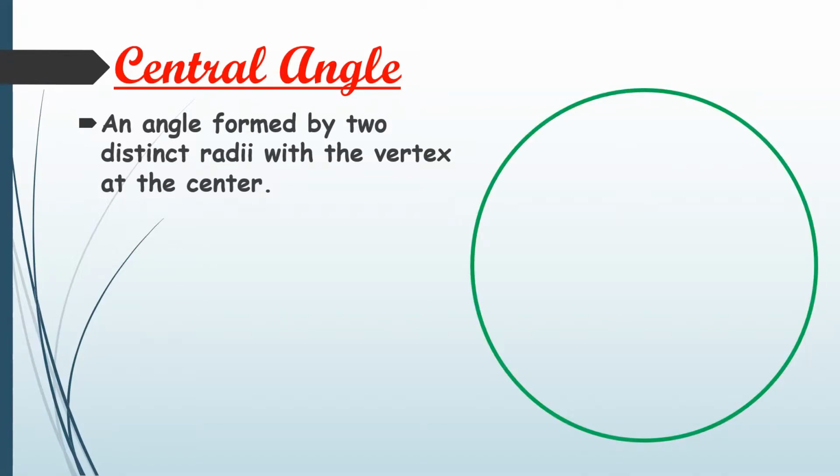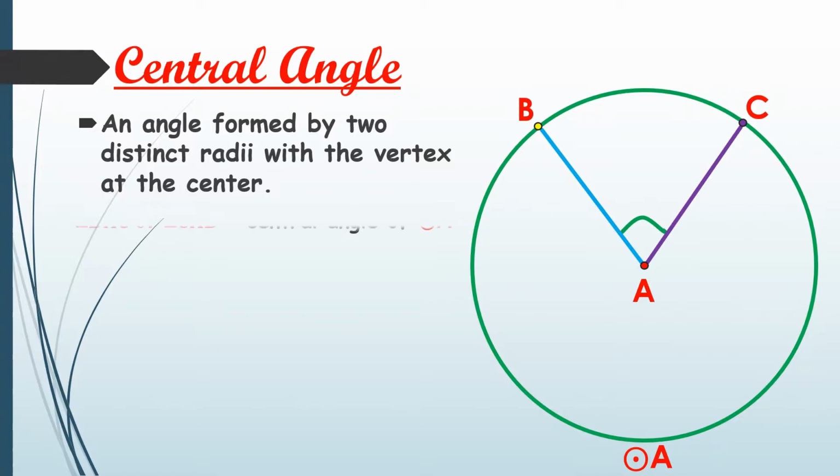So if you have circle with center A, so this is circle A, and you have a point on the circle, so let's have point B on the circle. Connect it to point A, you will form a radius. If you have another point on the circle, let's have point C. Connect it to point A, you will have another radius, and these two radii will form an angle, and this angle is called the central angle. So in our figure, angle BAC or angle CAB is an example of central angle of circle A.